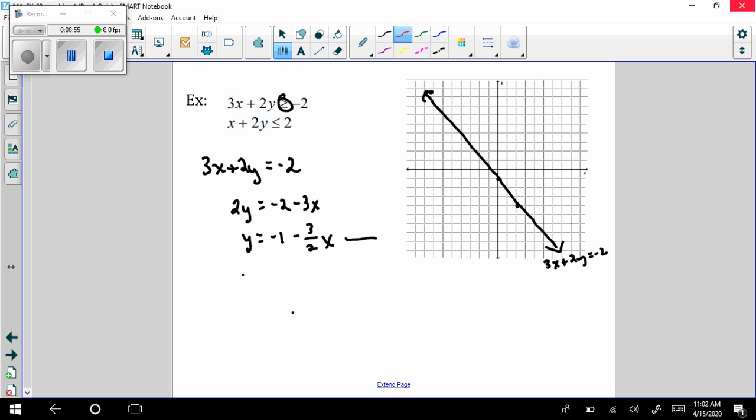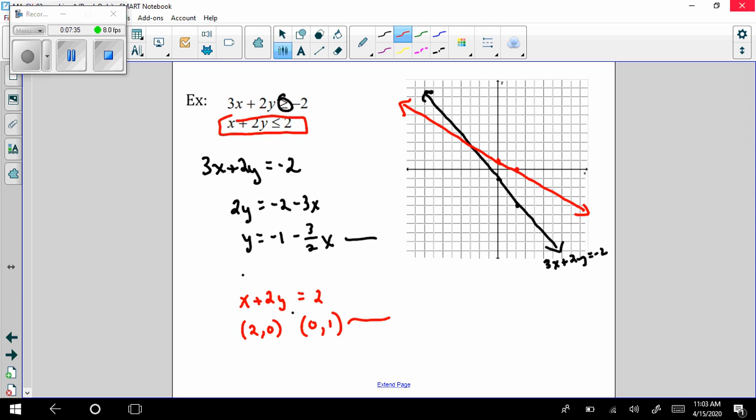For this one, I'm going to choose to use intercepts. So x plus 2y equals 2. If I make x equal to 2, y is equal to 0. If I make x equal to 0, y is equal to 1. So 2, 0, 0, 1. Again, this is a solid because of the or equal to. I'm not doing too bad on my lines here.